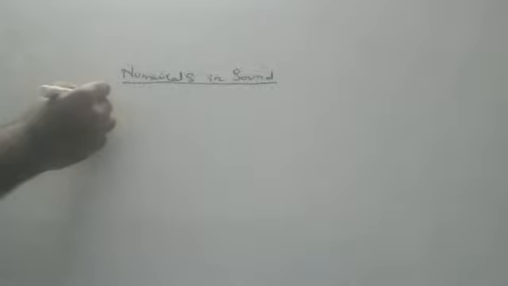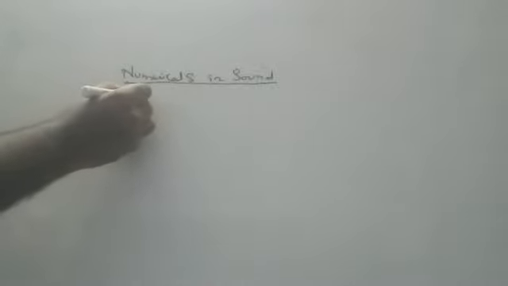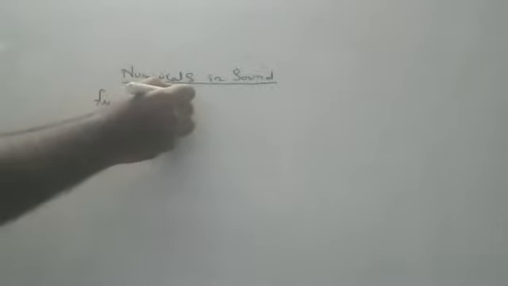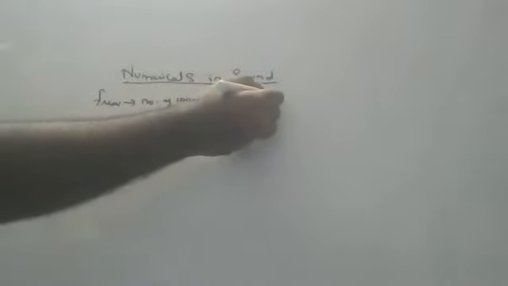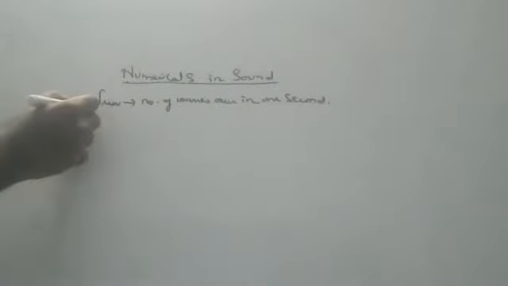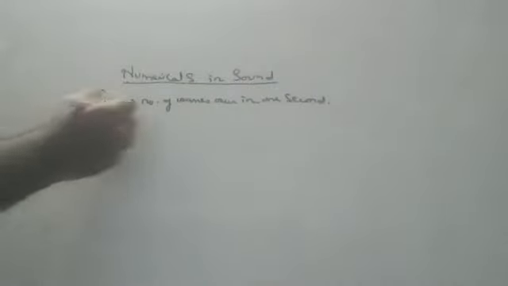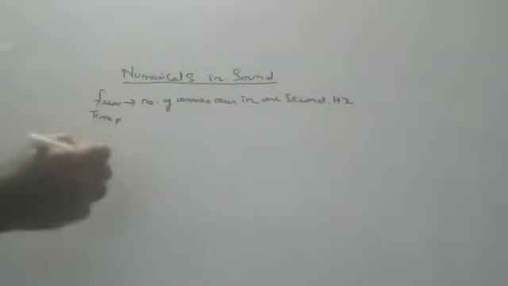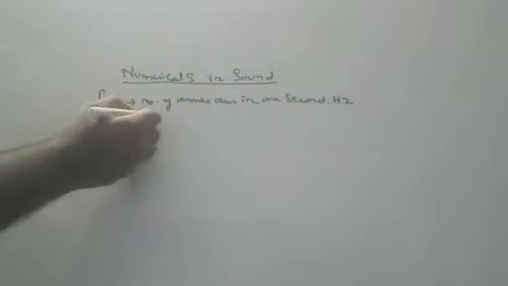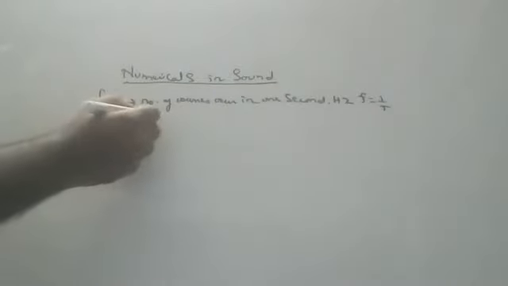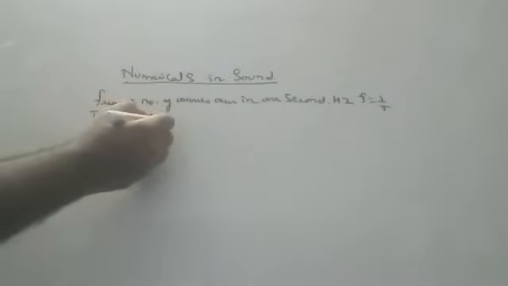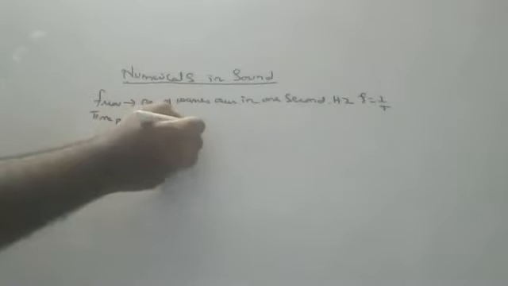First I told you about frequency. Frequency is the number of waves occurring in 1 second, and its unit is hertz. The formula for frequency is 1 by time period. And time period means time taken.